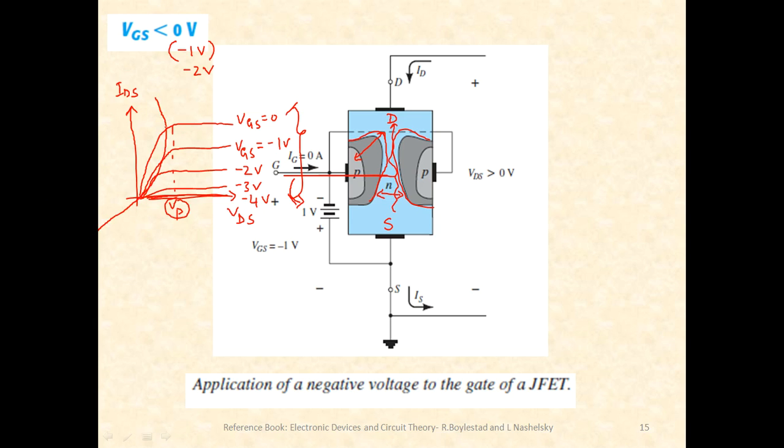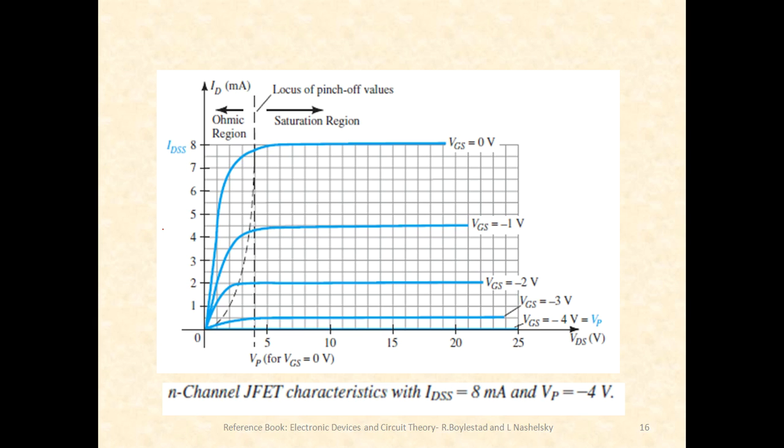See, when VGS was equal to 0, pinch off was here somewhere. When VGS is minus 1, pinch off will be here somewhere. Minus 2, it is here. Minus 3, it is here. Minus 4, somewhere here. So that means the pinch off voltage will also reduce accordingly as my VGS increases in a negative fashion. So let us try to make things more clear by observing this diagram.